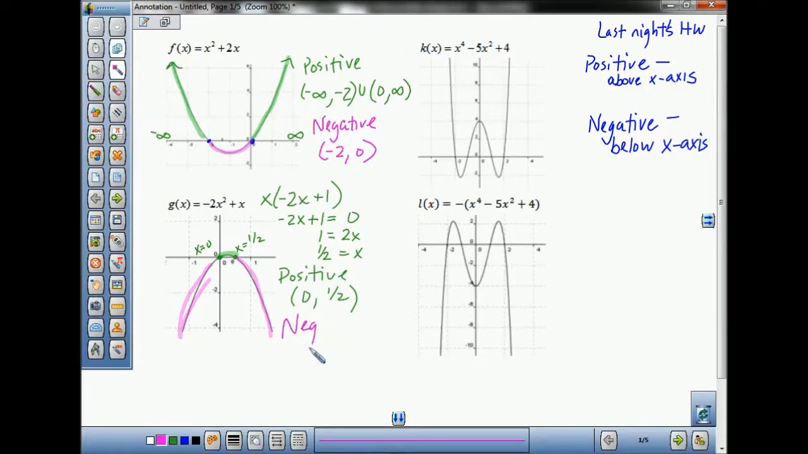So my negative intervals go from an x value all the way over here, that represents negative infinity, all the way over here, positive infinity as we move left to right. So this one goes from negative infinity to 0. 0 is the x value right here. And then it starts again at 1/2, and it goes forever right, which is to positive infinity.